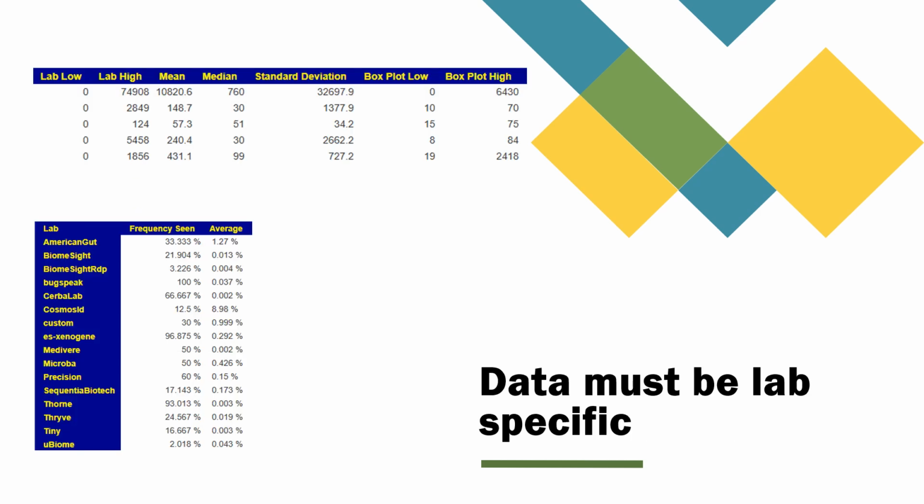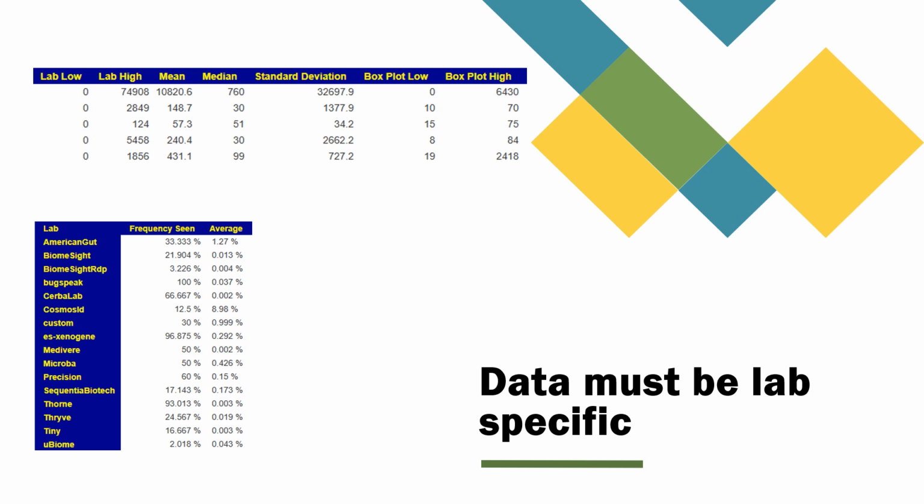Okay, and let's take a look at why data must be lab specific. This is all for the same bacteria, and we see lab high and lab low calculated using mean and standard deviation. You can see that across the different labs the numbers are all over the place. You can use a box plot, the same thing here.